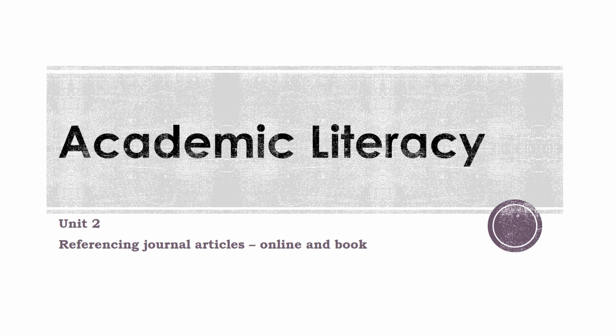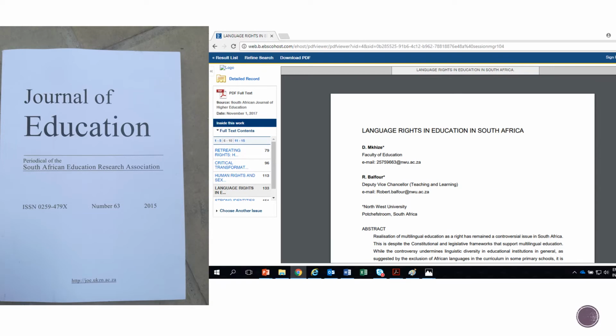This video takes you through how to reference journal articles, both online and in a book. There are two types of journals you might come across in your tertiary studies. The first is the hard copy of journals, which you'll find in the library. These look like a book or a magazine. The second type are online journal articles, which you will access via the internet or EBSCOhost. We will work through how to reference both hard copies of journals and online journals in this video.